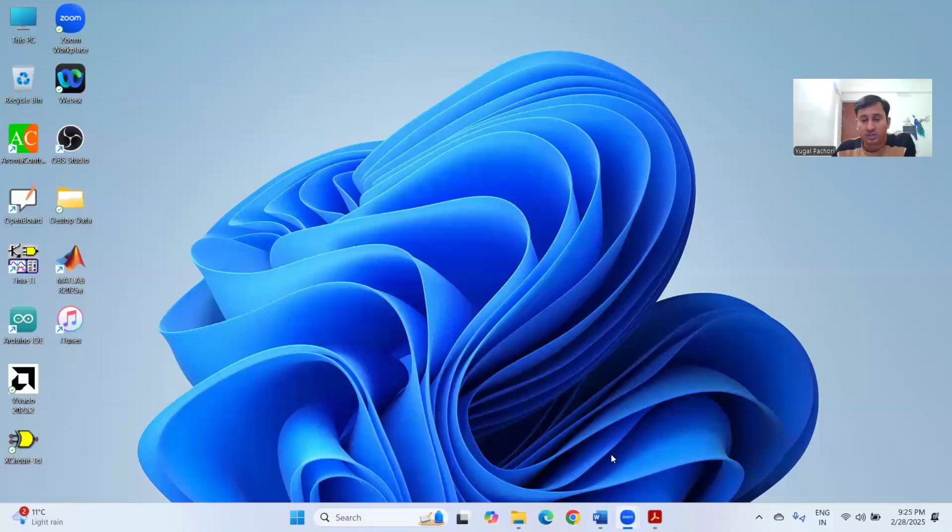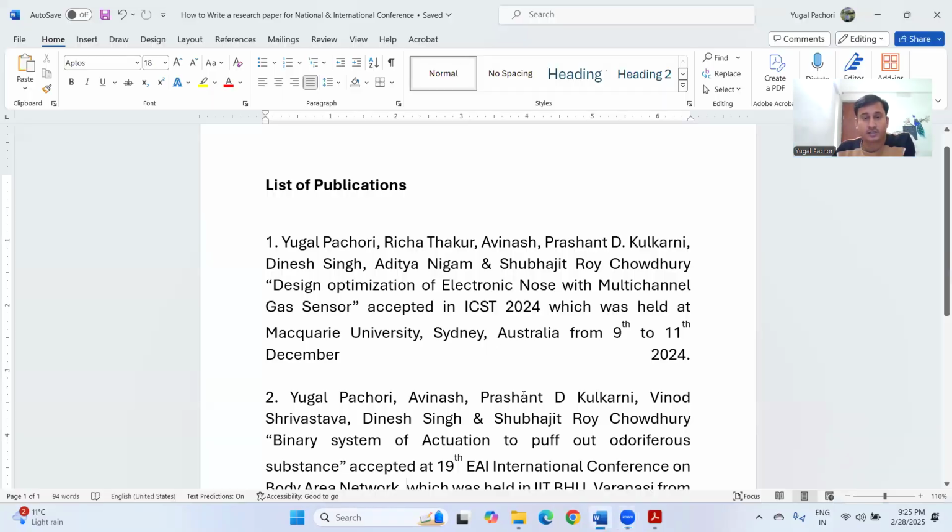So let's start. First of all, I'll show you the list of publications so that you can understand the quality of the content that I'm talking about. Let me share my screen with you all. Now you can see my screen, and this is my list of publications. You can see the co-authors: Yugal Pachori, Richa Thakur, Avinash, Prashant, Dinesh sir, Adit sir, and Subhajit sir. Subhajit sir is my guide.